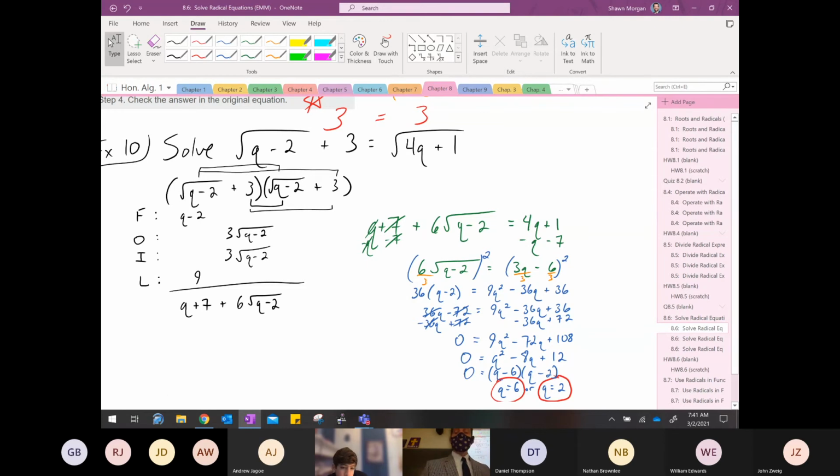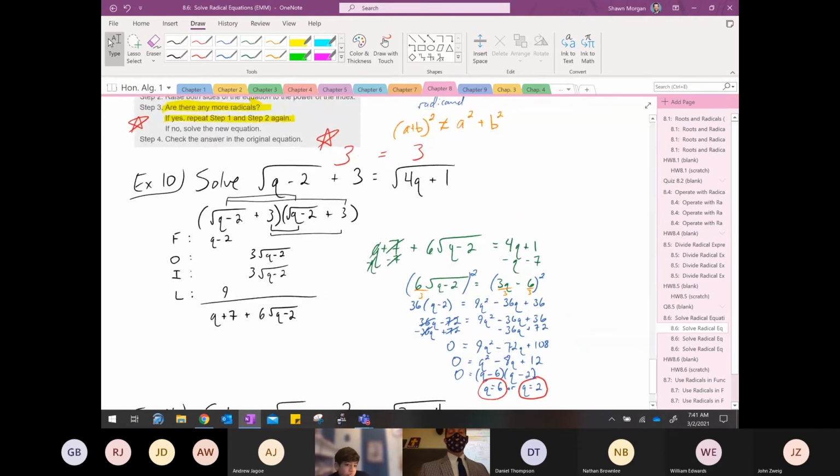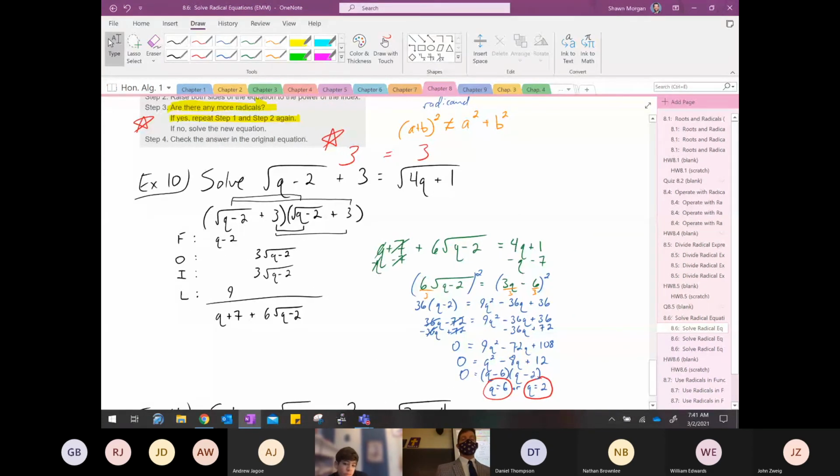All right, so both of these solutions worked out, and that's an equation, therefore, that has 2 solutions, okay?